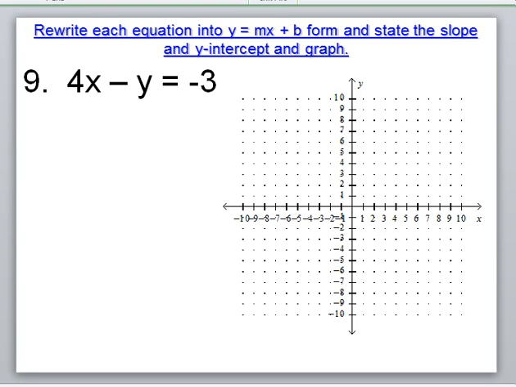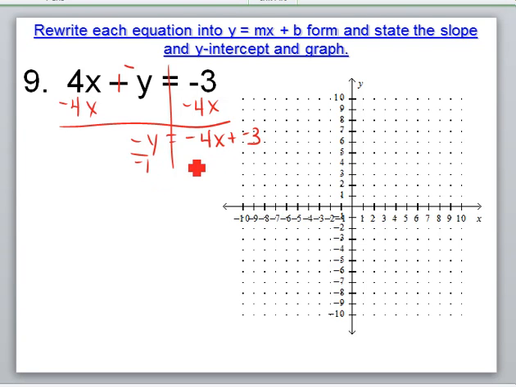Okay, in these next examples, I'm going to try to go through them as quick as possible. I have an equation where I need to get y by itself. I'll do so first, and I'm going to make that a negative y. I'm going to move my 4x over by subtracting 4x from both sides. I have negative y equals negative 4x plus negative 3.